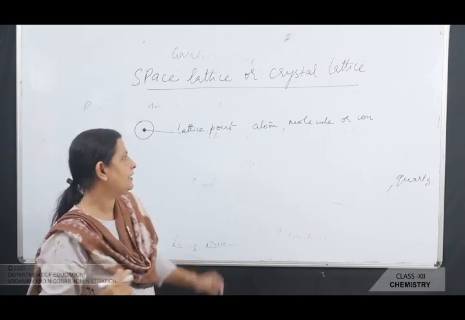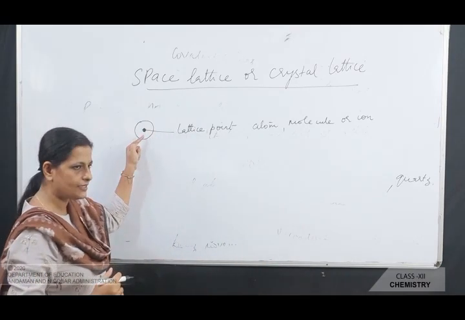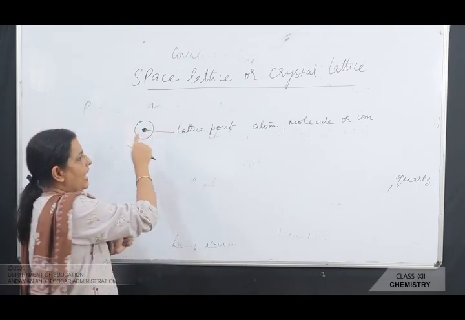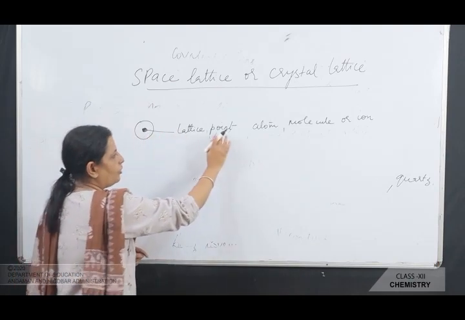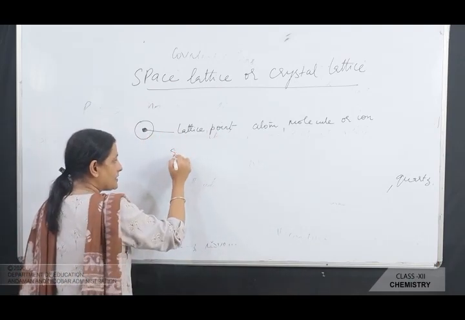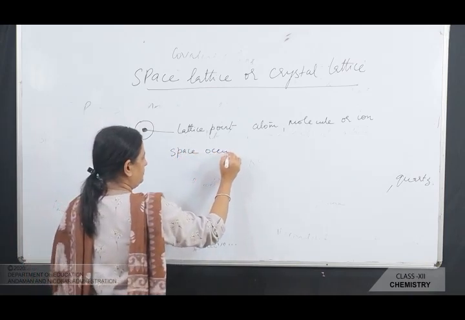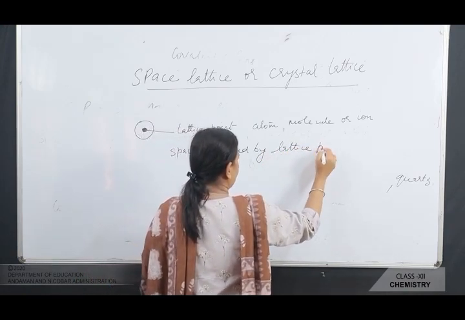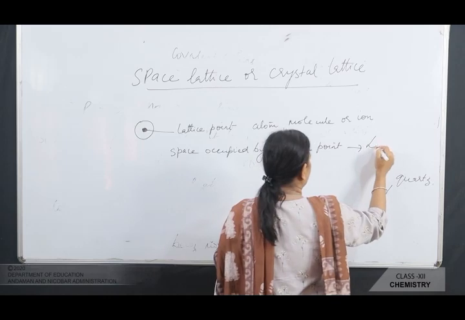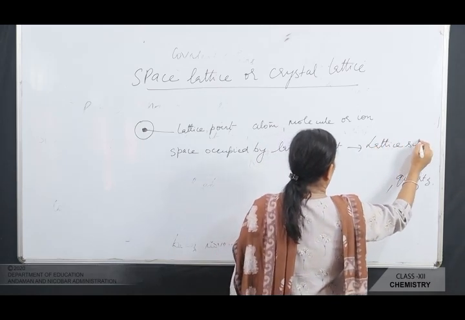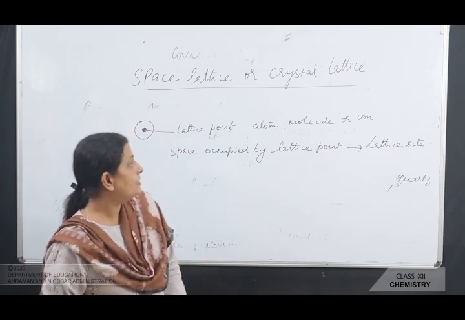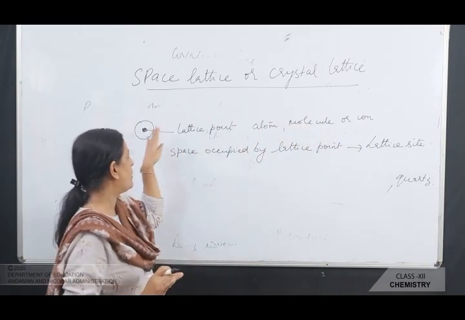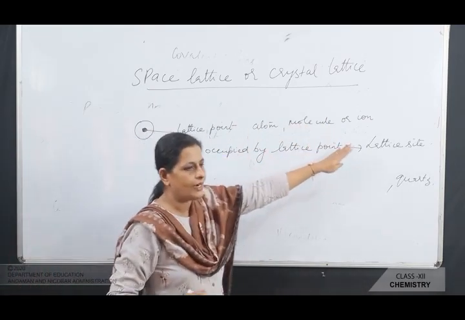Because the atom, molecule or ion has got what shape? Spherical shape with the nucleus in the center. So, we will be just taking the inner nucleus for representing the atom, molecule or ion, and that we will call lattice point. And the space occupied by lattice point is called lattice site. So, lattice point is actually atom, molecule or ion. Is it clear? And the space occupied by this lattice point is known as lattice site.